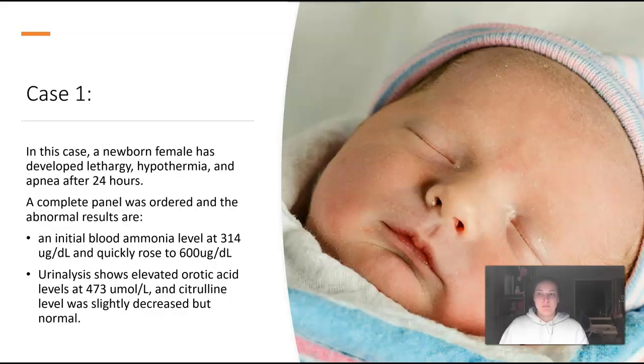Case number 1. In this case, a newborn female has developed lethargy, hypothermia, and apnea after 24 hours. A complete panel was ordered and the abnormal results are an initial blood ammonia level at 314 micrograms per deciliter, which quickly rose to 600 micrograms per deciliter. And urinalysis shows elevated orotic acid levels at 473 micromoles per liter, and citrulline level was slightly decreased but normal.